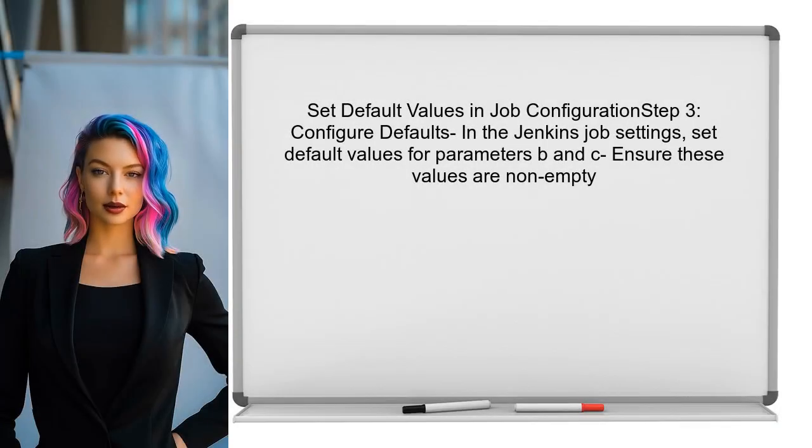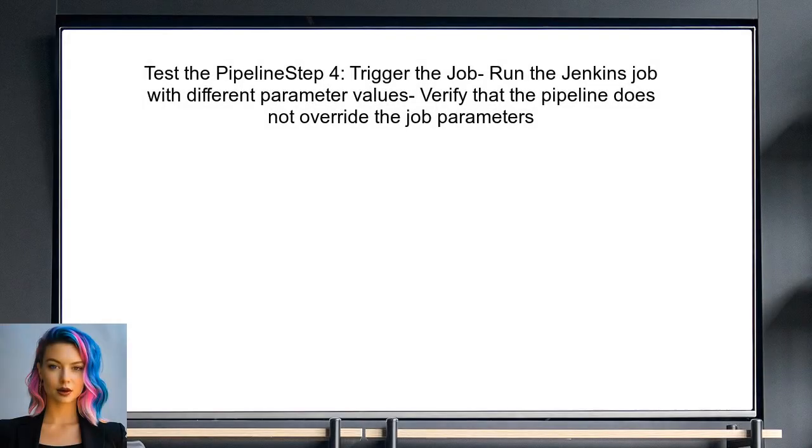Additionally, the user can set default values for the parameters in the Jenkins job configuration. This ensures that if the pipeline does not provide a value, the job's default will be used. Finally, the user should test the pipeline by triggering the job with various parameter combinations. This will help confirm that the pipeline respects the job's parameter settings.